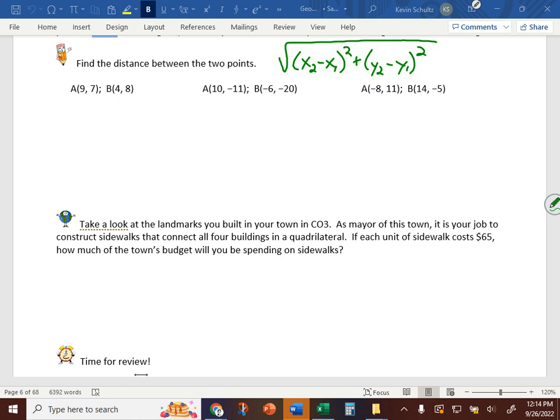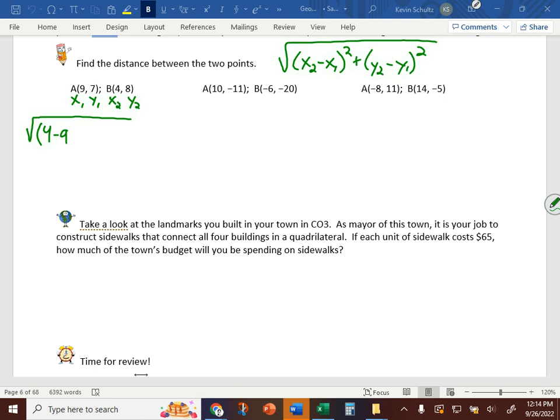So this is the formula, and applying it to these values, we can label point A, 9, 7 as x1 and y1, and 4, 8 as x2 and y2. Now it just becomes a matter of using the formula. Similar to the quadratic formula we talked about last year, I do not recommend trying to do the whole thing at once. Take it piece by piece. Putting it in your calculator all as one giant equation is possible, but it's an order of operations nightmare, so I very much recommend breaking it up.